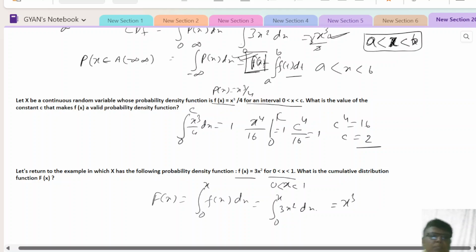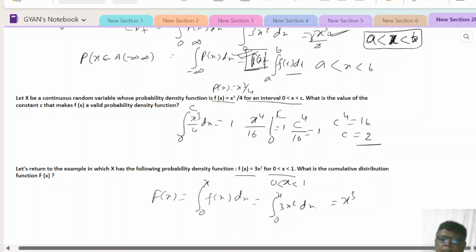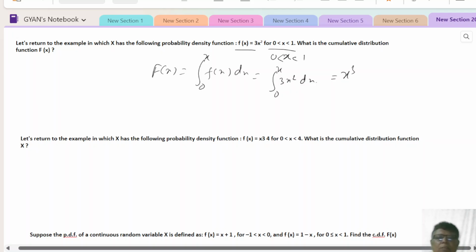Now come to question number 4. That is x cube by 4.